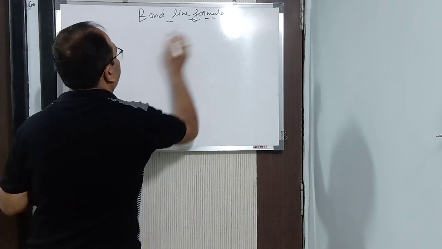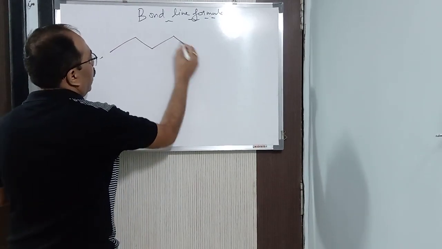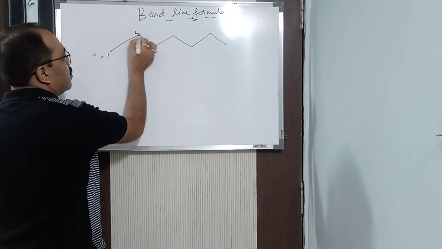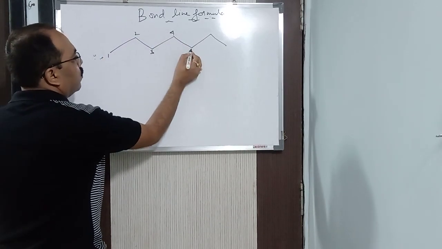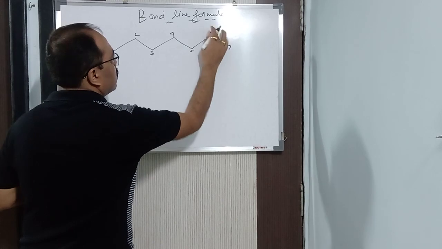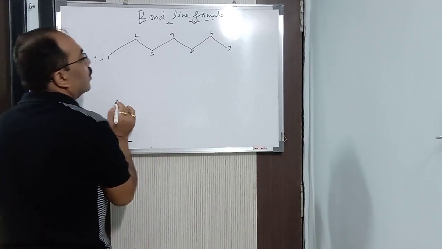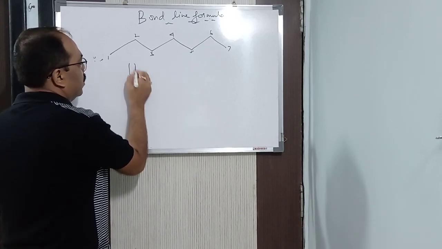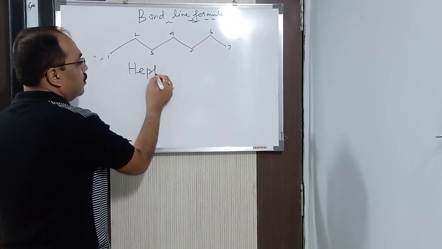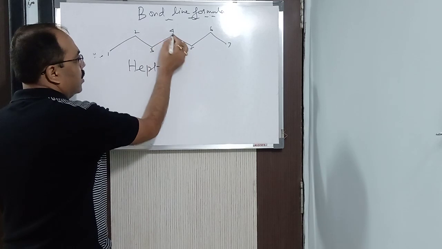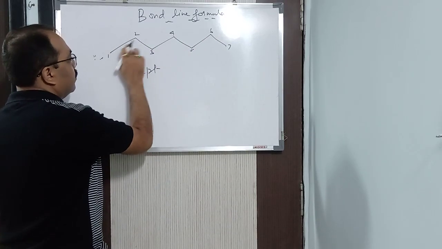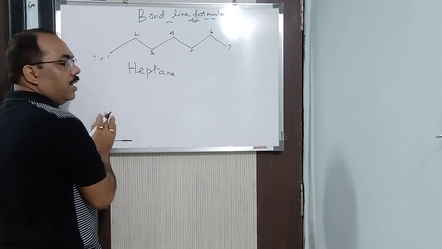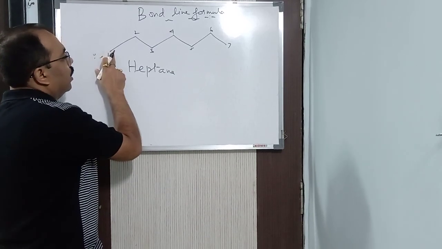See, this is the bond line formula. This is the first carbon, this is second carbon, third, fourth, fifth, sixth, and this is your seventh carbon. So total how many carbons are there? Seven carbons, so the root word is hept. And between these carbons, what is there? Single bonds. So it is 'ane'. So it is heptane.